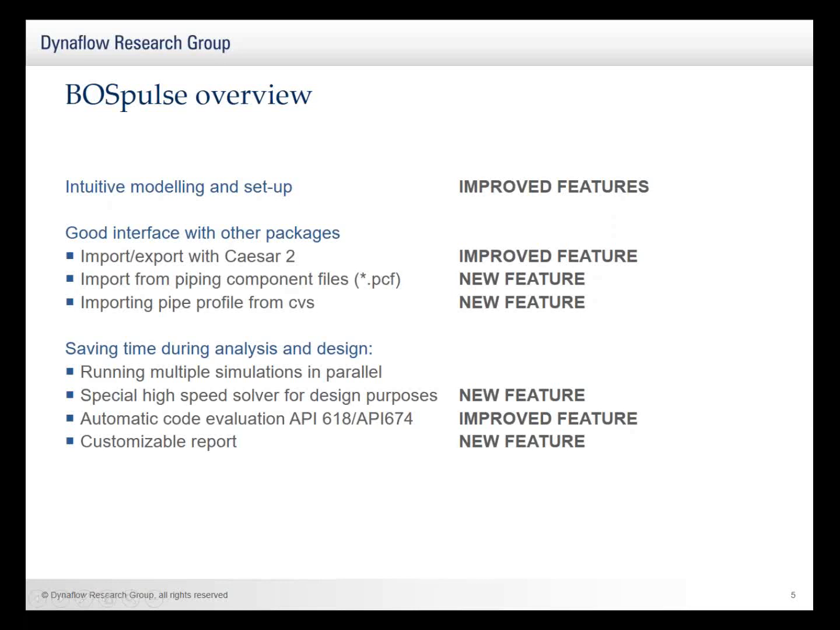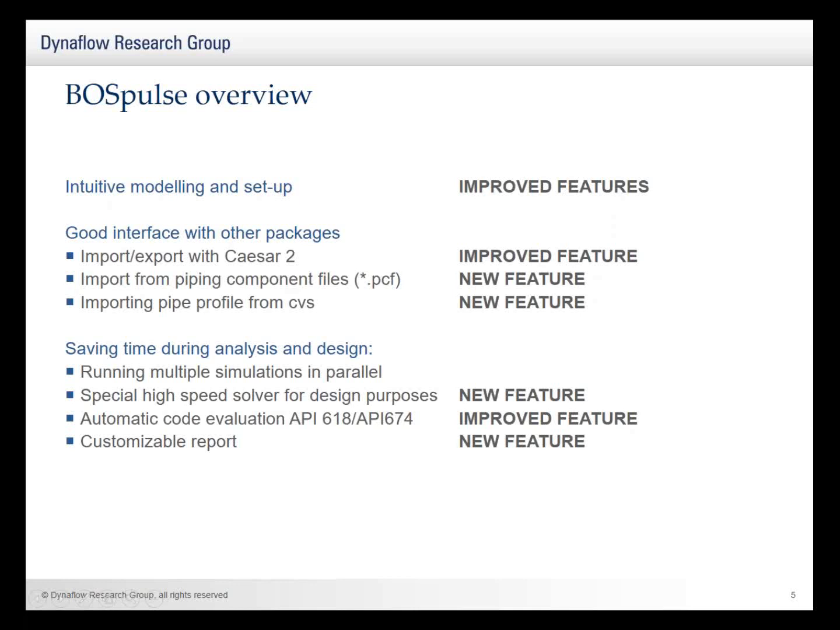We've created a new solver. So I'll highlight that as well. That's a new feature of this new release. It's especially designed for pulsation analysis, and as I will show you, it's really a fast solver in some systems, and it can save you a large amount of time, especially for design purposes where you need to iterate through your system a lot. And then also we improved the code evaluation of the API 618 and the API 674.